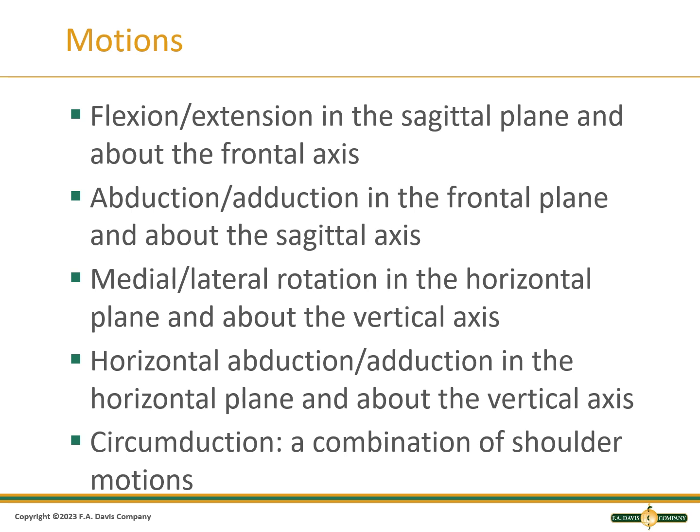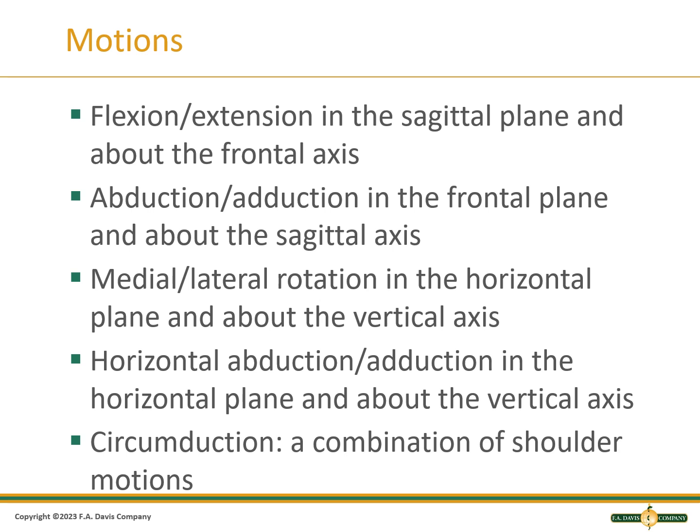Motions that happen at the glenohumeral joint, we have flexion and extension in the sagittal plane about the frontal axis, so when the arm moves forwards or backwards. We have abduction and adduction in the frontal plane about the sagittal axis, so when our arm moves out to the side and then back down to the starting position.